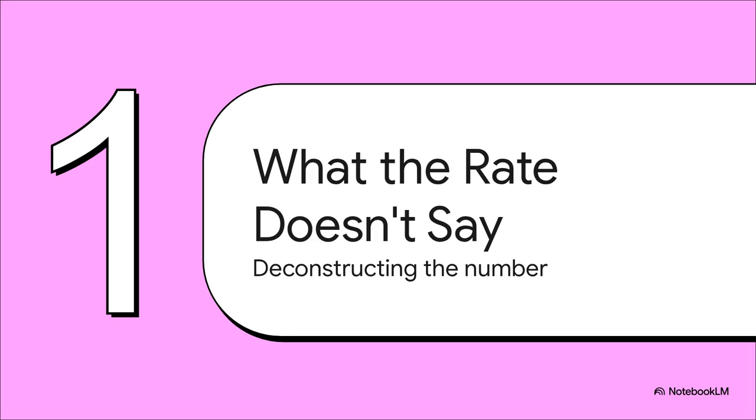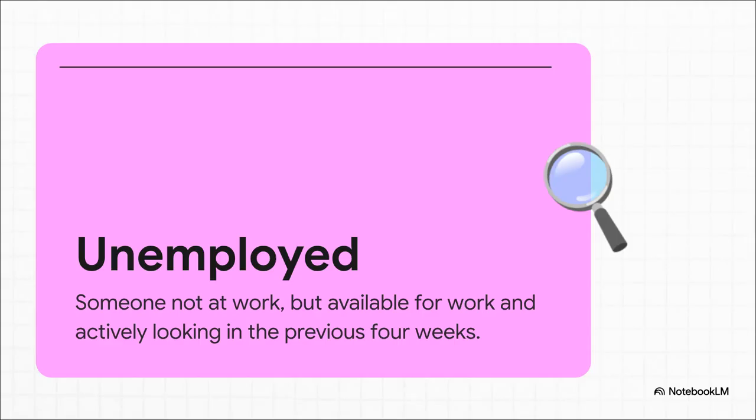Section 1. That single percentage you see in the headlines, we're about to deconstruct it and figure out the real story it's telling. So first things first. To be officially unemployed, according to Statistics Canada, it's not as simple as just not having a job. You actually have to tick three very specific boxes.